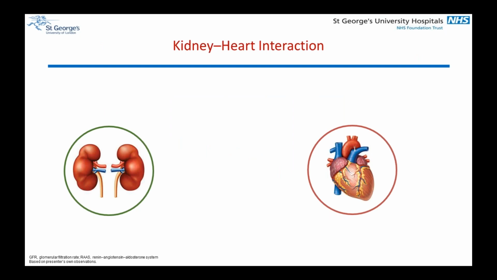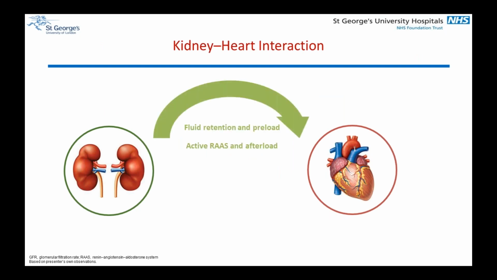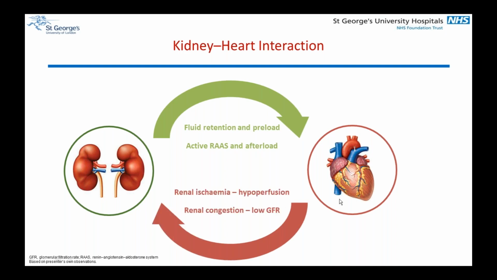Now, the reason we see this problem with CKD patients and heart failure is because of this kidney-heart interaction. If you have kidney failure and a poor heart, the ill effects of kidney failure are increased preload because of fluid retention, and also activation of the renin-angiotensin axis causing vasoconstriction and increased afterload of the heart. So the kidney has a bad effect on the heart. Similarly, the heart puts pressure on the kidney by causing renal congestion because of right ventricular overload, and also causing renal ischemia because of low blood pressure and poor renal perfusion. So this vicious cycle, once it's set up, is very difficult to break.